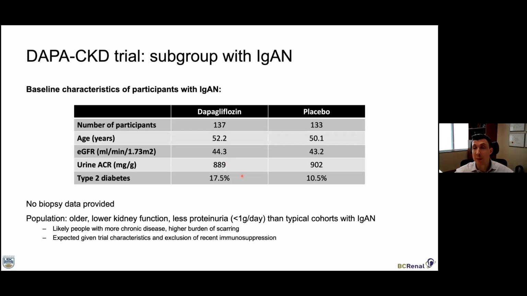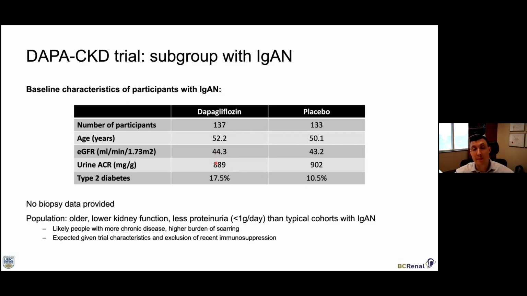Now, we don't have biopsy data in order to actually look at what the characteristics were at biopsy, which is quite unfortunate because that would be very informative to understand a little bit more about the characteristics of the participants in this subgroup analysis. But overall, you can look at these characteristics and you can say, well, this is a group that's a little bit older than your average cohort of people with IgA nephropathy. Kidney function is a little bit lower. Proteinuria is less than 1 gram per day.